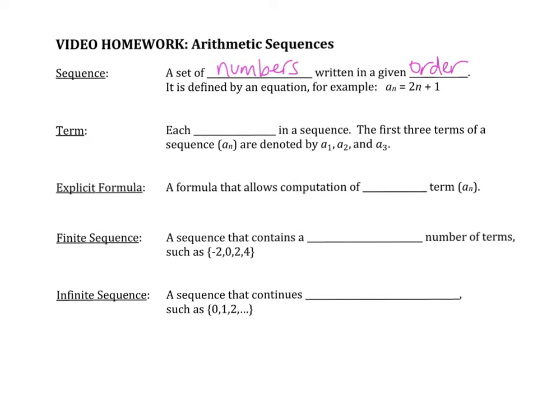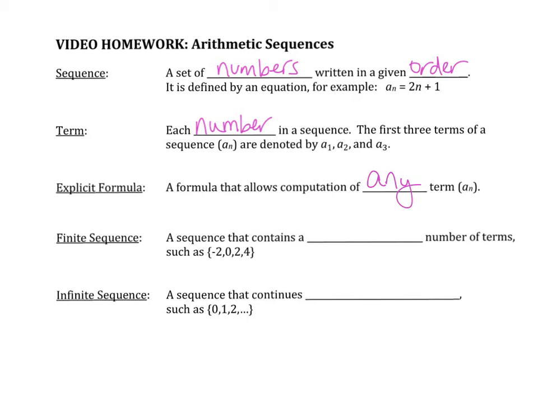In a sequence, each of the numbers is considered a term. Okay, so each number in the sequence is considered a term. The first three terms of a sequence, we denote them by saying a sub 1, a sub 2, and a sub 3. So the little number that replaces the n becomes the term number. Okay, an explicit formula is a formula that allows for the computation of any term. So that's a formula in terms of n, where I can plug in any number for n and find that term number.